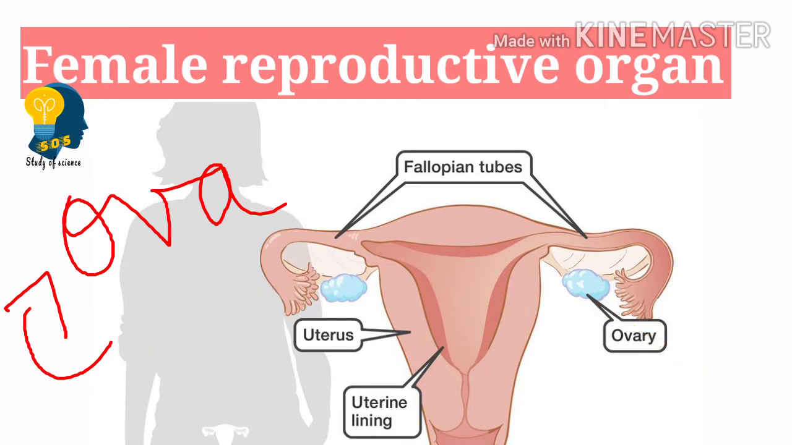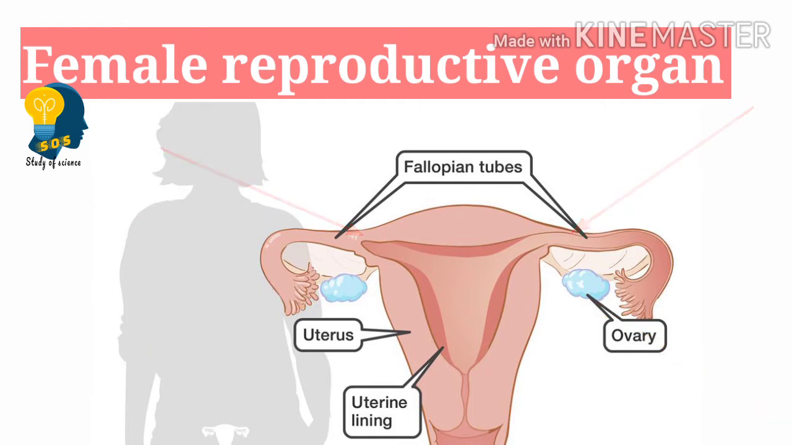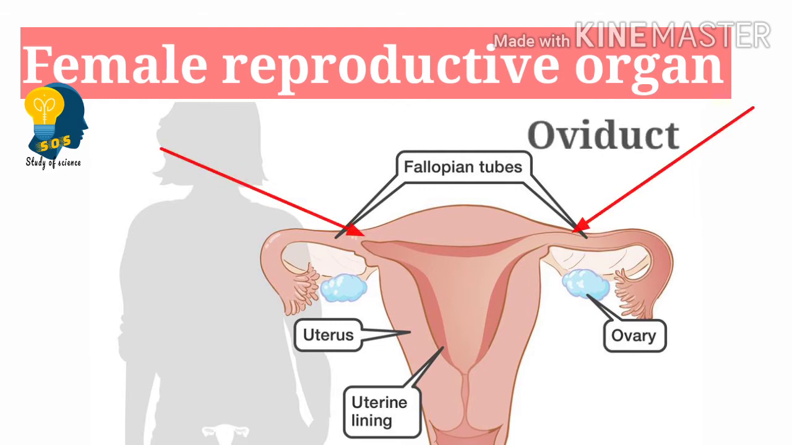And the next part is the fallopian tube. This fallopian tube is also called oviduct. There is a pair of fallopian tubes, as we have a pair of ovaries. For each ovary there is a fallopian tube. So there is a pair of fallopian tubes. Okay. So the fallopian tube is a region where a single matured egg is released from the ovary every month.